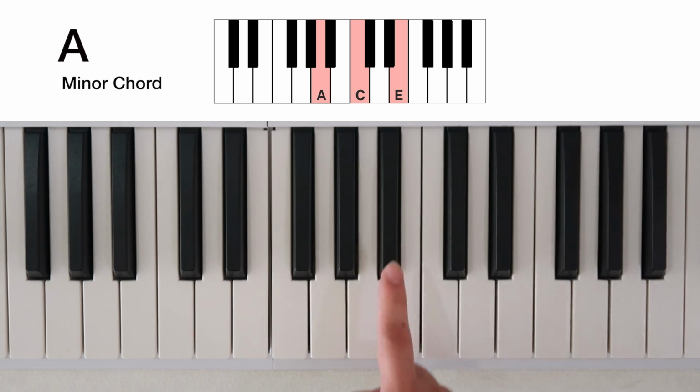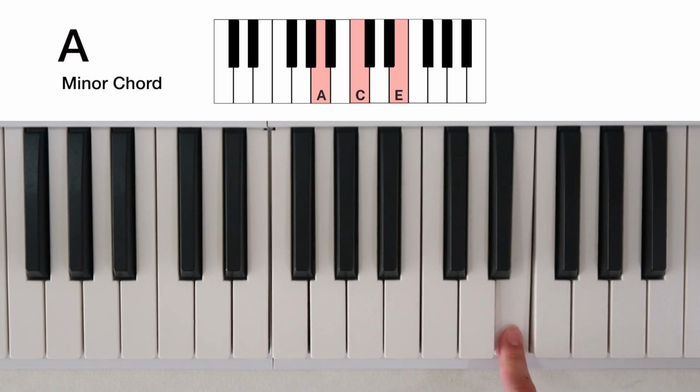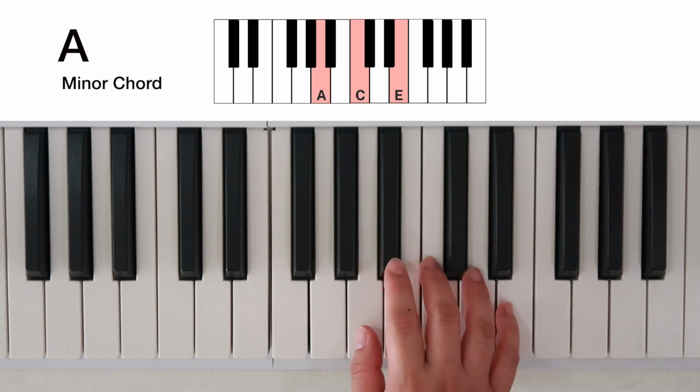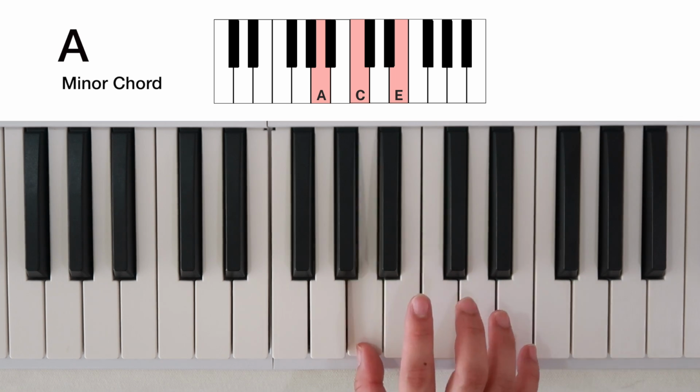Count out 3 semitones. We will go 1, 2, 3. We have a C. A as the root note, count out 7 semitones. We'll go 1, 2, 3, 4, 5, 6, 7. That's an E. A minor chord, we go A, C, E.